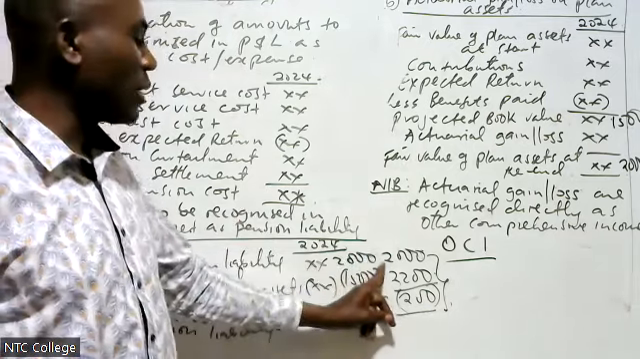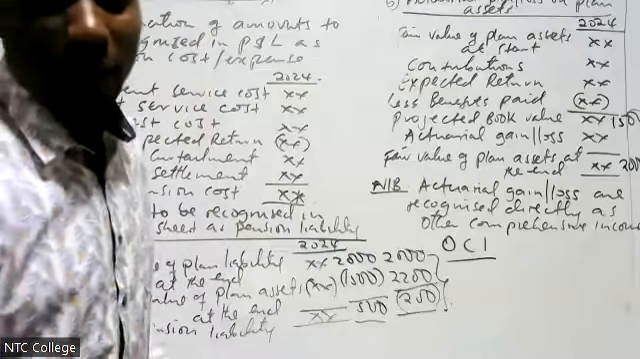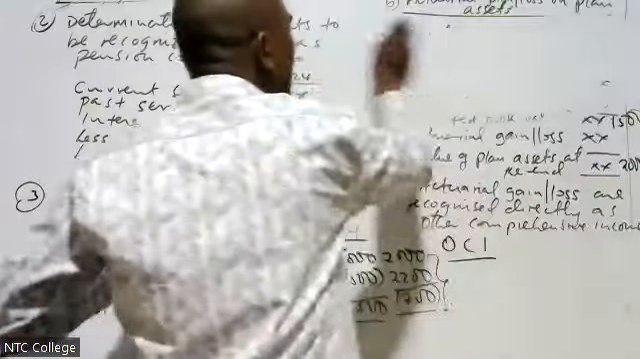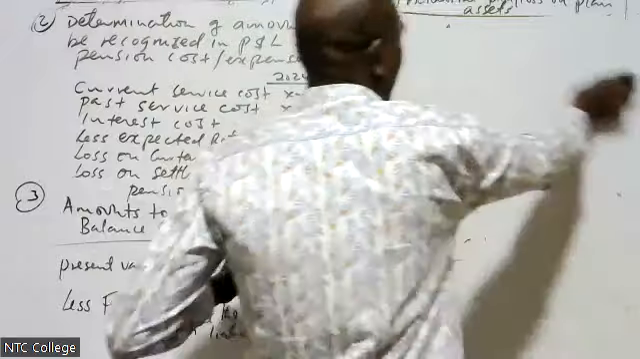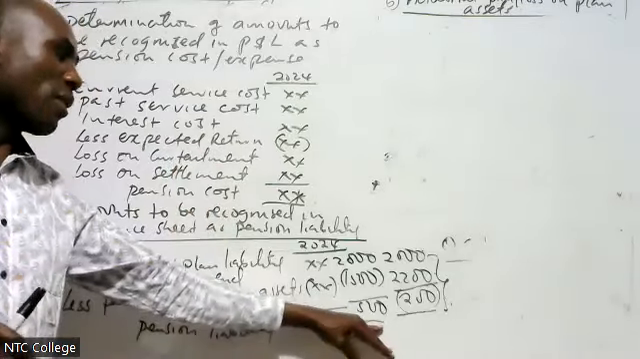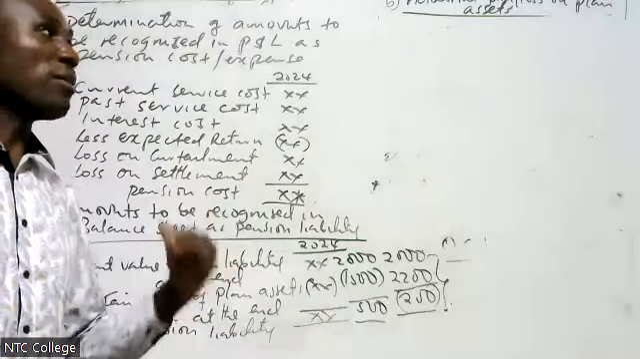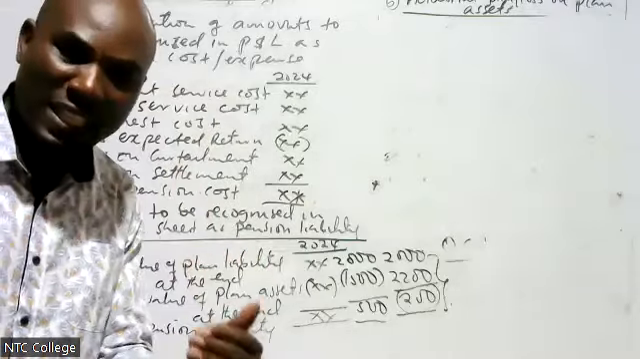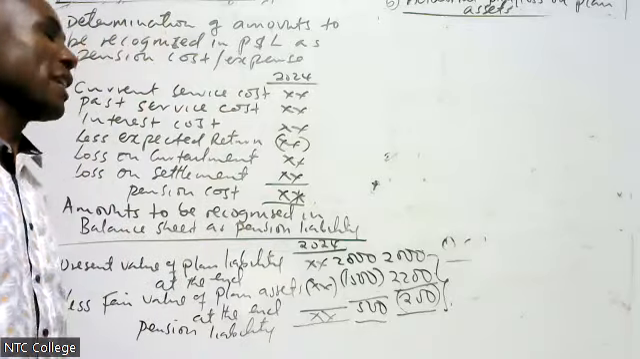Now, if it comes out that the assets are more than the liabilities at the end of the year, then it means that what the employer has taken to the scheme is more. Therefore, which effect is it going to have on the scheme?